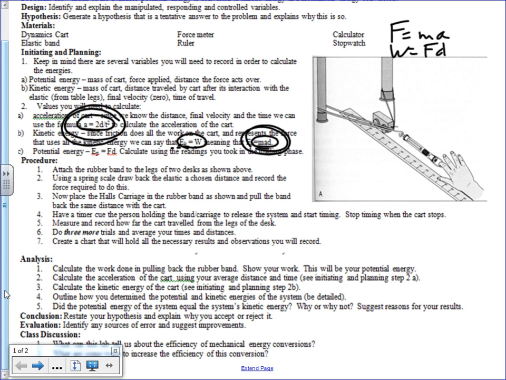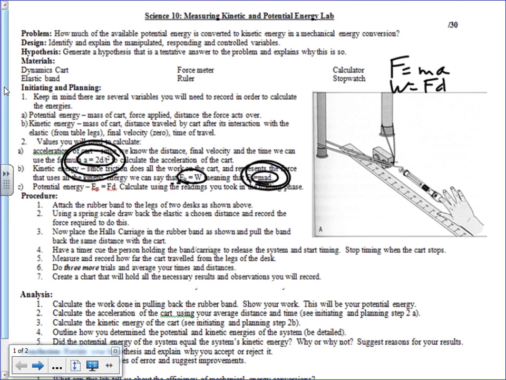How did we know what the potential energy was? How did we get it? How did we determine what the potential energy of the cart was? What force did we use to determine that? It's all stated back in here. You basically just have to look back in here to get those answers. And then for 5, did the potential energy of the system equal the system's kinetic energy? Why or why not? Suggest reasons why. And then you have a conclusion, evaluation, same as always. You don't have to do the class discussion stuff.